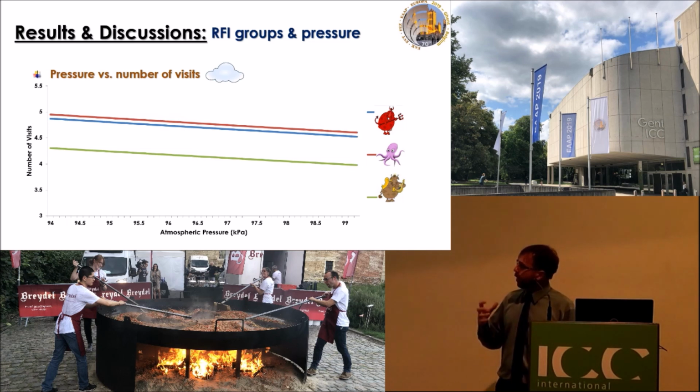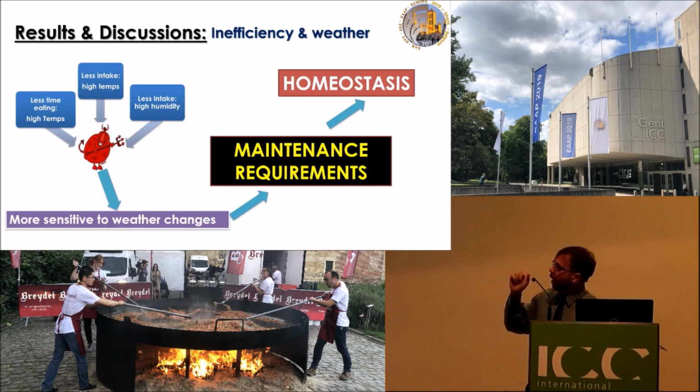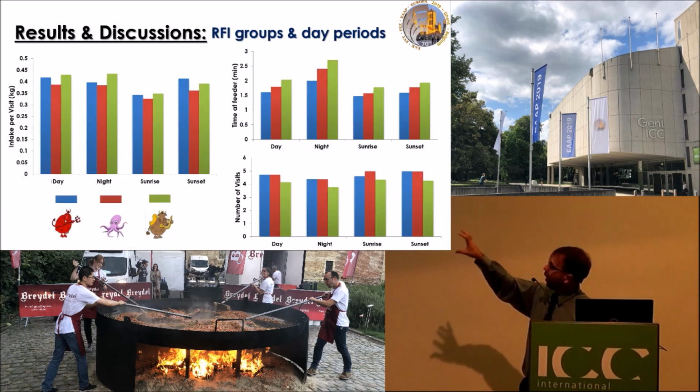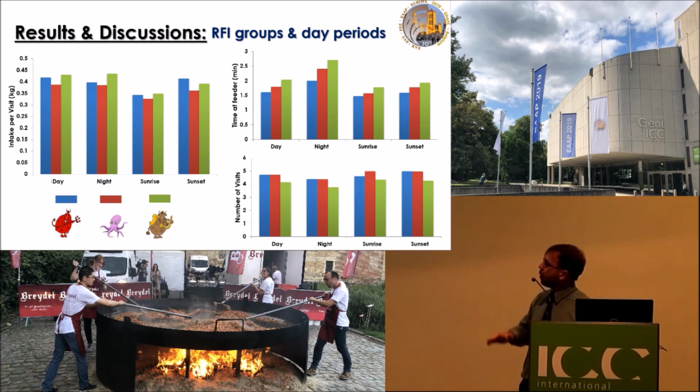So basically, just to put this together, it seems that the less efficient animals will be eating less at high temperatures, and also they have less intake at high temperatures and high humidity. So this data is suggesting to us that these animals are more sensitive to weather changes, which might really impact their maintenance requirements. I feel that they have a harder time to keep up with their homeostasis due to the effects of weather. When it comes to the effects of the groups over the periods of the day, we didn't observe any difference on that.